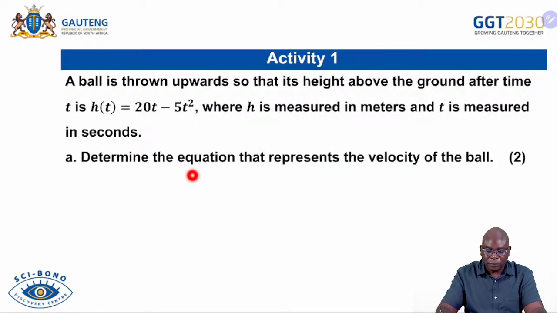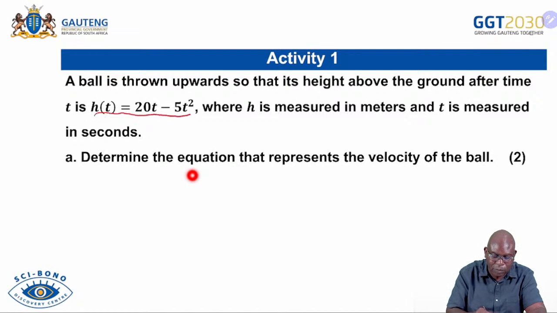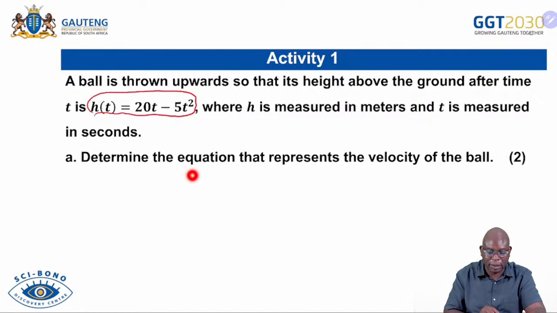Activity number 1. This is an easier activity, very easy. The first one says, when I throw the ball upwards, its height above the ground after time t is h. So you see you're given the height of the ball and the formula for the height. It's measured in meters, and time is measured in seconds. Now we want to determine the equation that represents the velocity of the ball.